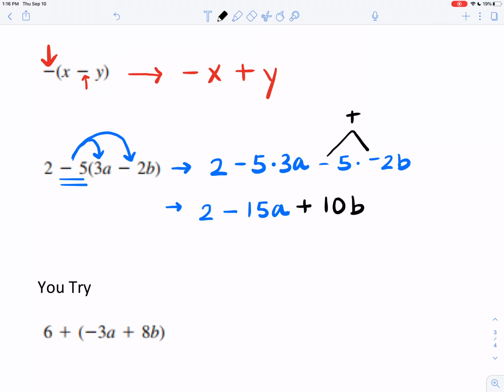I can't combine anything else, right, because they don't have the same literal parts. 2 has no variable. The -15a has a, the last one has b. All right, those have nothing in common, so I can't do any more combining because what I have now is not like terms.